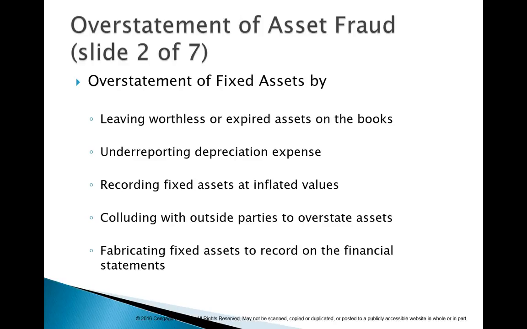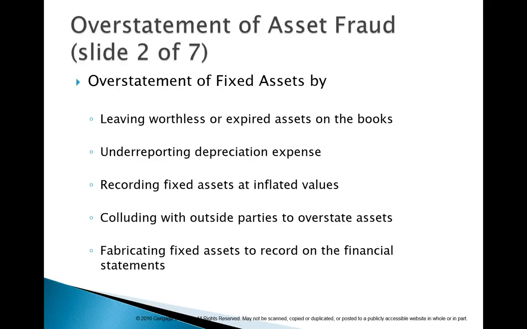Or you record fixed assets at inflated values. So when you buy a new building, for example, you put some improvements into the building, you overstate the cost of the improvements, and you put other things in there like the cost of money to insure the building and a bunch of other things. You capitalize it into the cost of the building. That's inflated the value of the building, right, and understated your expenses during the current period.